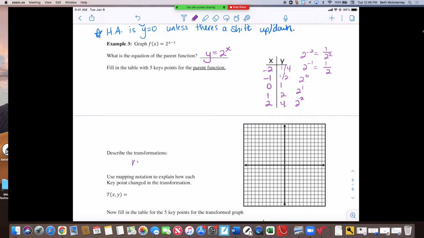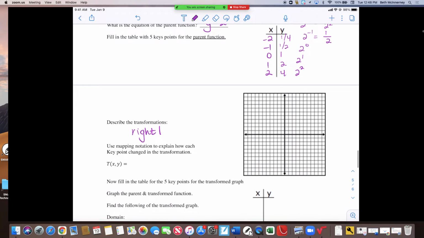It's right 1. That's it. This is just right 1. So guess what? In my mapping notation, what that means is, if I want to shift the graph right 1 unit, I would add 1 to each of the x values. So we're circling back to what we did in the previous unit. We just did it with absolute value, with square root, with x squareds. Now we're doing it again.